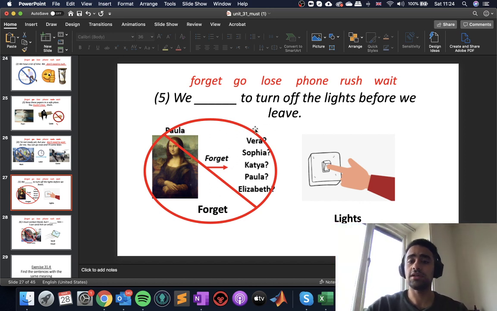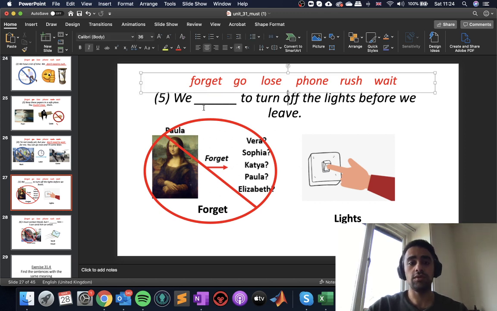We to turn off the lights before we leave. So we are going out and we want to turn off the lights. So we don't want to forget to turn off the lights. So we don't want, it's necessary that we don't forget it. So we use we mustn't instead of we don't need to.